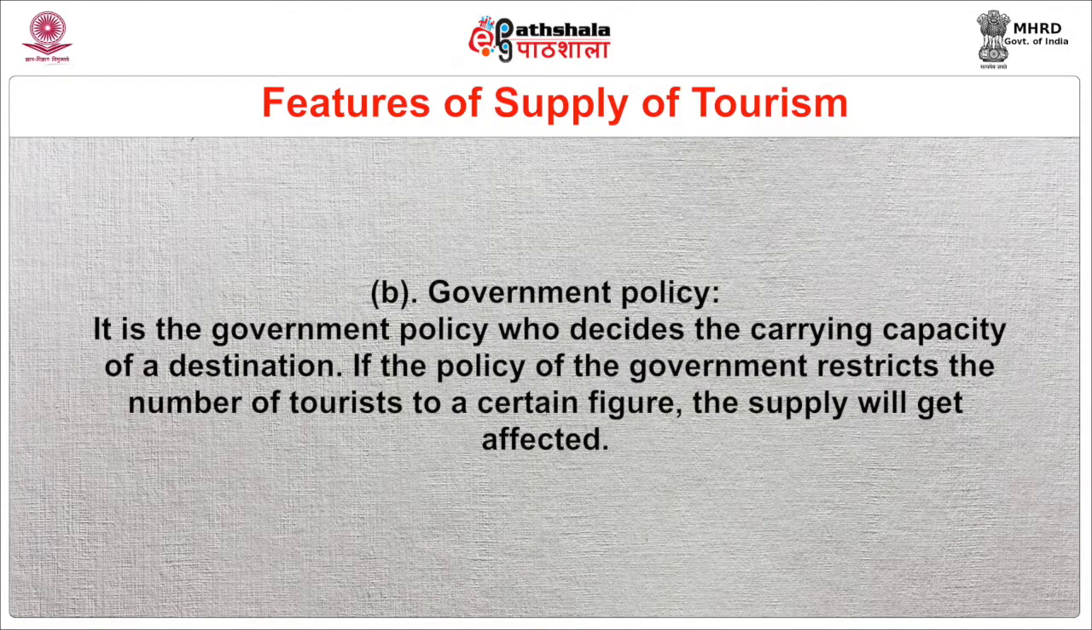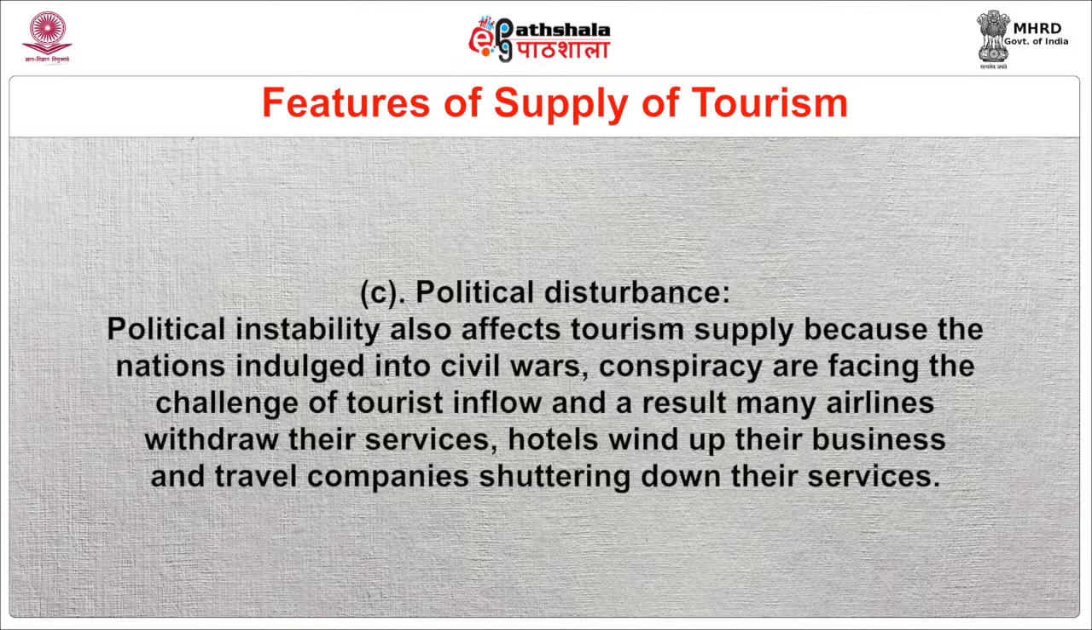B. Government policy. It is the government policy which decides the carrying capacity of a destination. If the policy of the government restricts the number of tourists to a certain figure, the supply will get affected. C. Political disturbance. Political instability also affects tourism supply because nations indulge in civil wars and conspiracy and face the challenge of tourist inflow, and as a result many airlines withdraw their services. Hotels wind up their business and travel companies shut down their services.